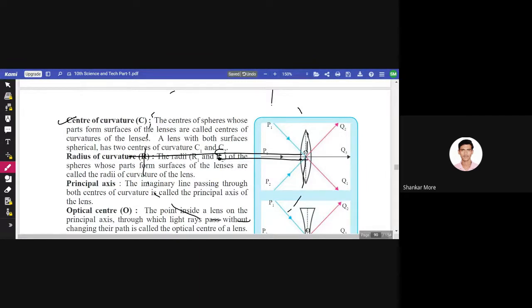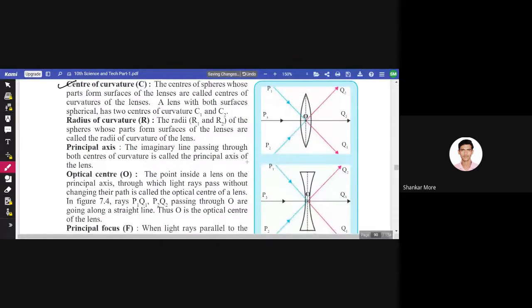Okay, so let me just erase all those things. So optical center, the point inside a lens on the principal axis through which the light rays pass without changing their path is called optical center of a lens. So these all properties apply to both the lenses, convex lens and concave lens. So I hope you at least know what is concave and convex lens. You can differentiate between them, isn't it?